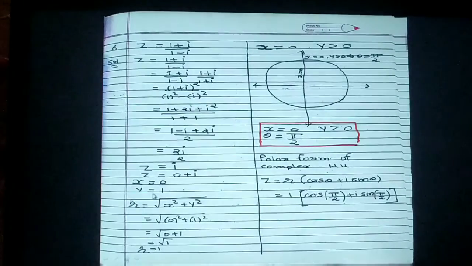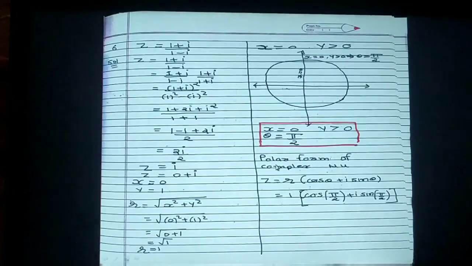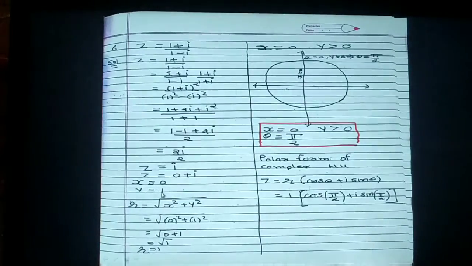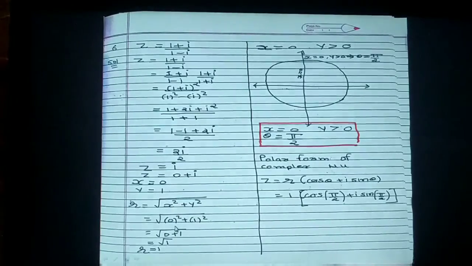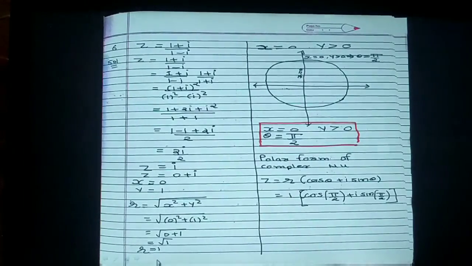x is equal to 0 and y is equal to 1. So first we find r, which is under root x square plus y square. So x is 0 and y is 1, it is under root 0 square plus 1 square, which is 0 plus 1, under root 1, and r is equal to 1.